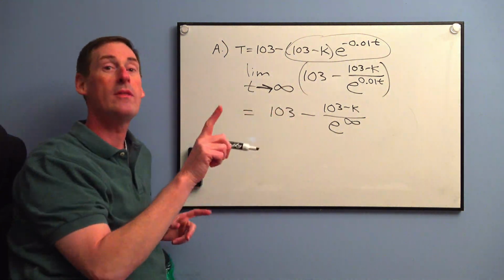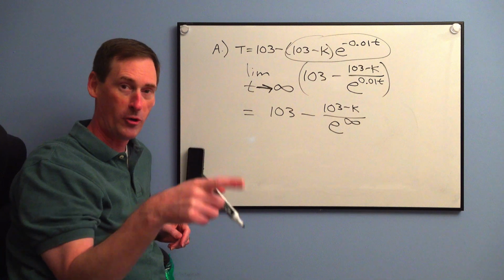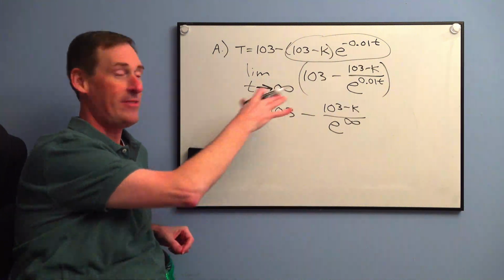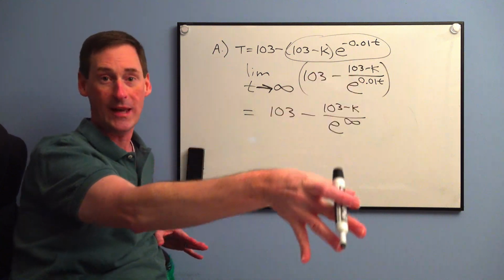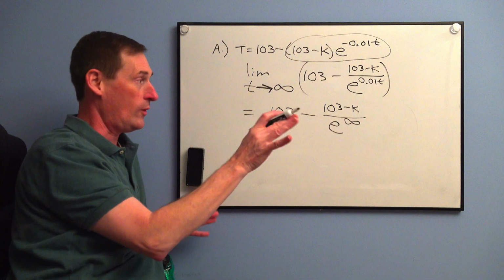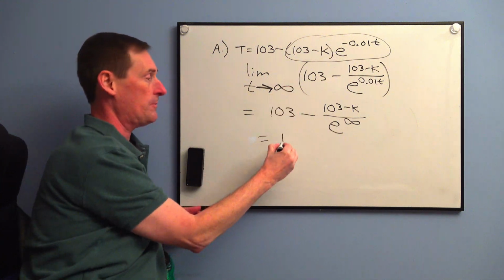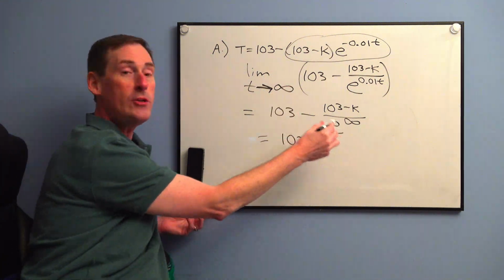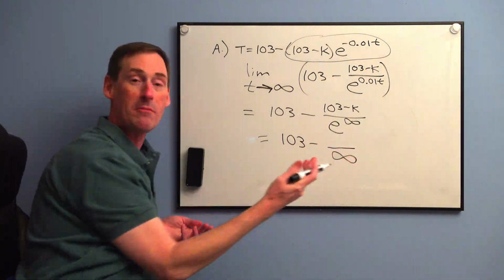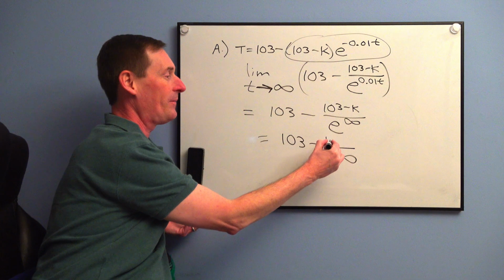Now, sometimes that won't work. Remember the indeterminate forms? If you get infinity over infinity, that's indeterminate. If that happens, you better try something else. We'll talk about that later. But if you plug in infinity and it works, great. And this is going to work because picture this. What is e to the infinity? Wouldn't that be a massive number? You might as well call it infinity, right?